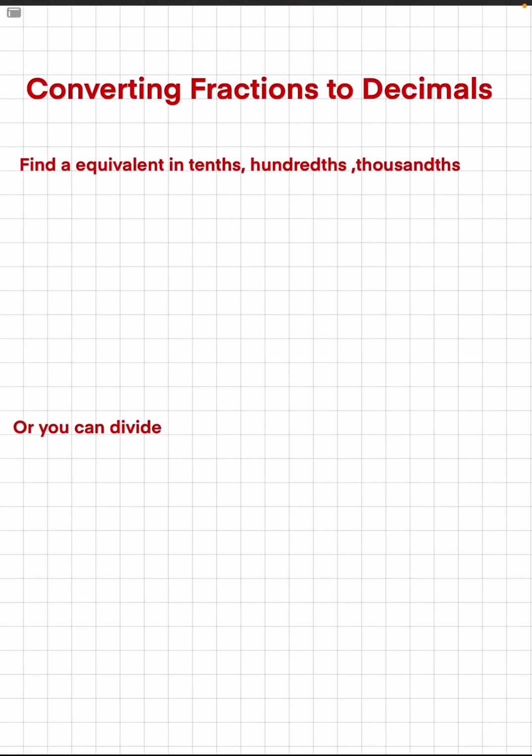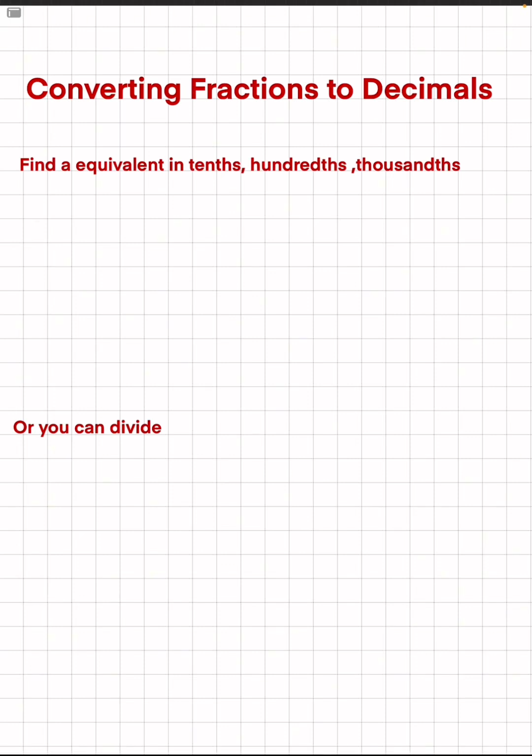In this clip, we're going to be looking at how to convert fractions to decimals. There's two ways you can convert fractions to decimals. The first way is to find an equivalent fraction in tenths, hundredths, or thousandths. We already know how to divide by 10, 100, and 1,000.